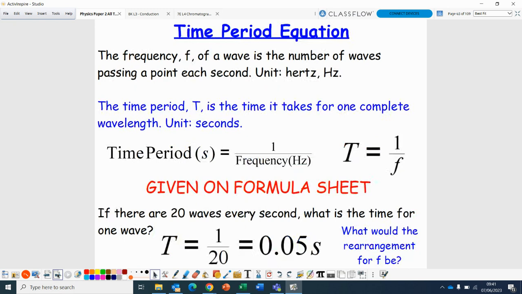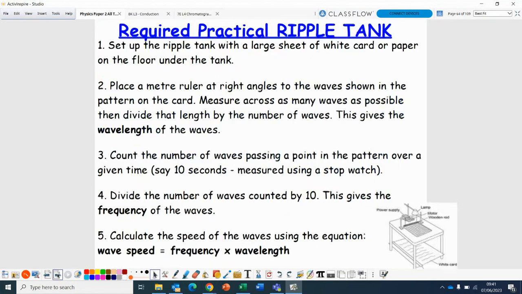Time period, again, this is one that was always on the formula sheet prior to you getting the big formula sheet. So just remember that time period in seconds is 1 over the frequency. If you rearrange that for frequency, you do 1 divided by the time period. A lot of people think it's the time period times 1, which it is not. If it's in a triangle, the number 1 would be at the top.